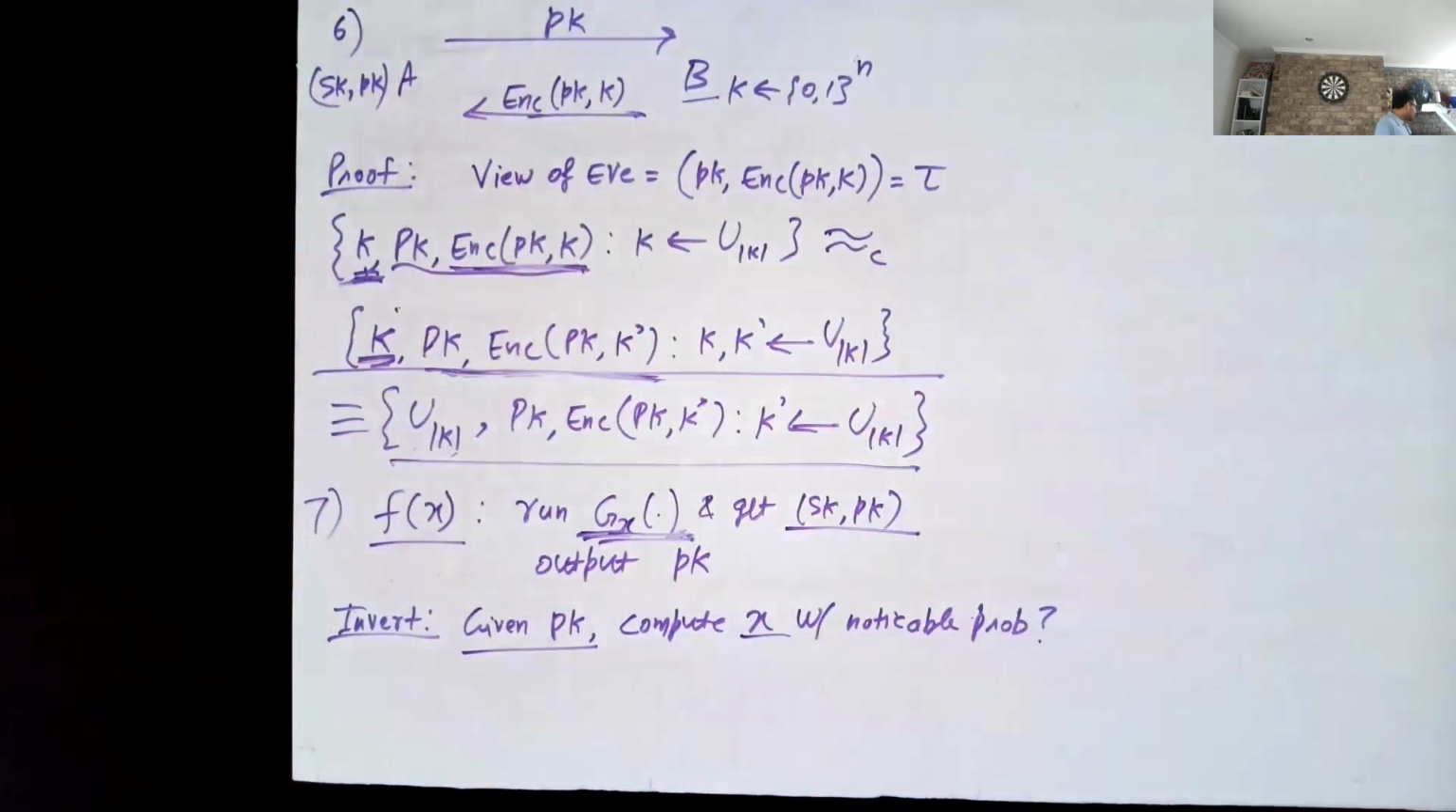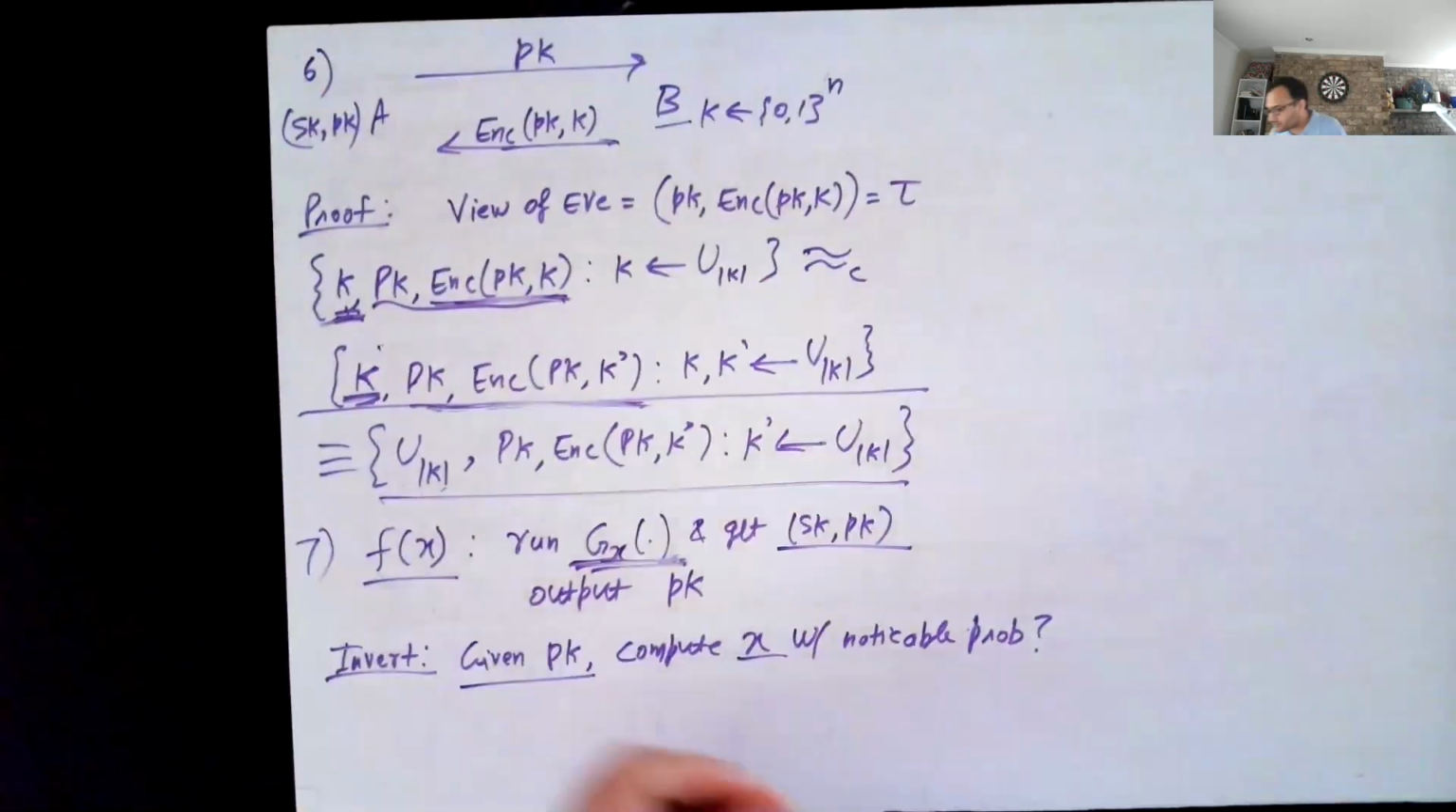Okay, let me get back to the question which was asked. So there seems to be one more question. What if you find an x with the same public key but with a different secret key? Yeah, that's still fine. Anything which is encrypted under the public key pk can be decrypted using any secret key which is valid corresponding to this public key. And this follows from the correctness property of the public key encryption scheme.